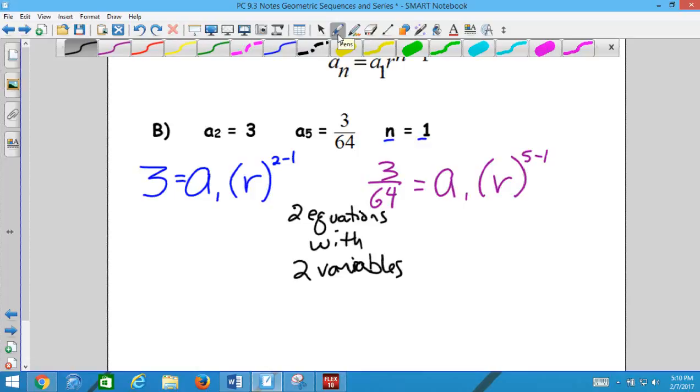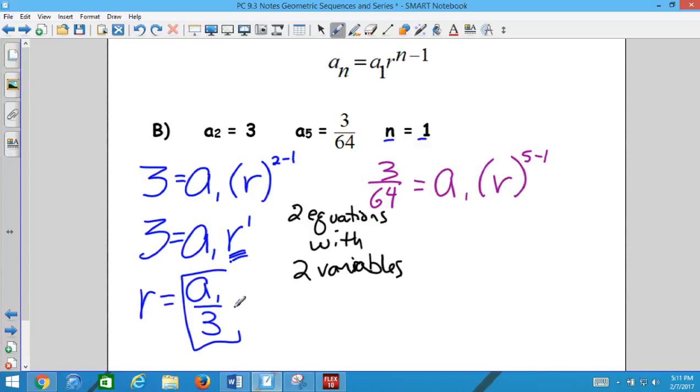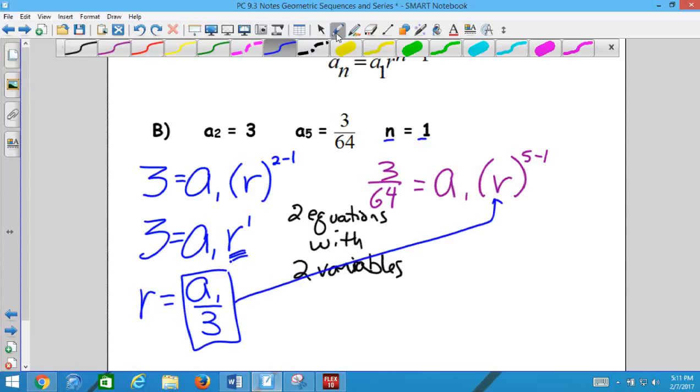And I am going to take the equation that I have 3 in, and I'm going to solve that one for R equals, because that one just has R to the first power. So I solve that for R, and then I get a sub 1 over 3. So that's what R equals. Since that is what R equals, I'm going to plug it in to this equation for R.